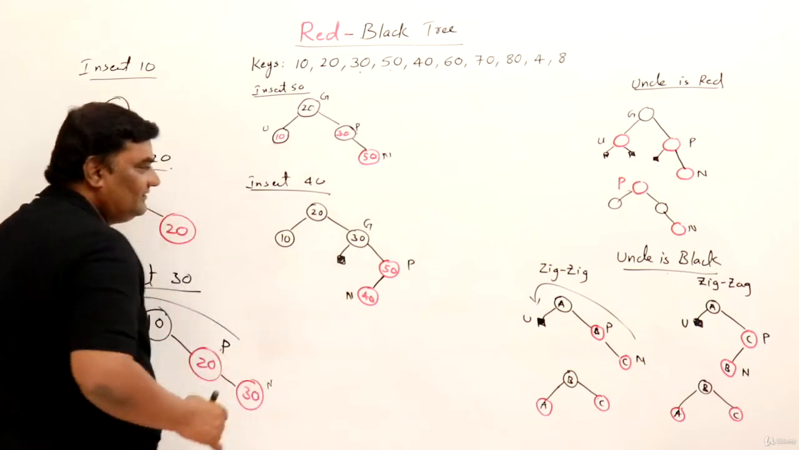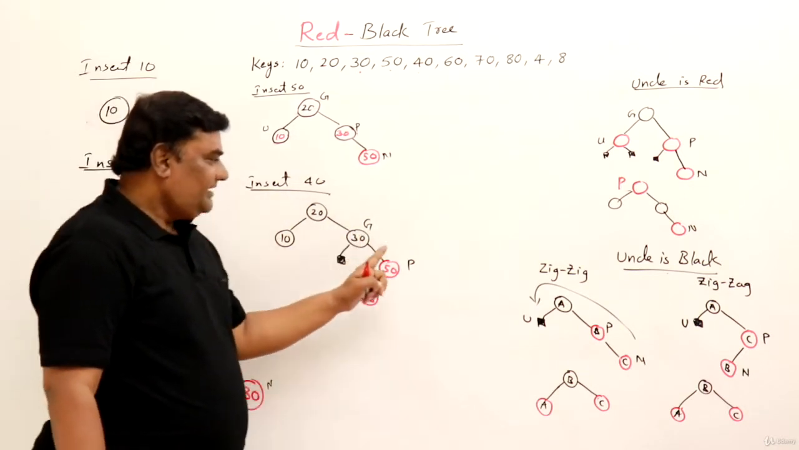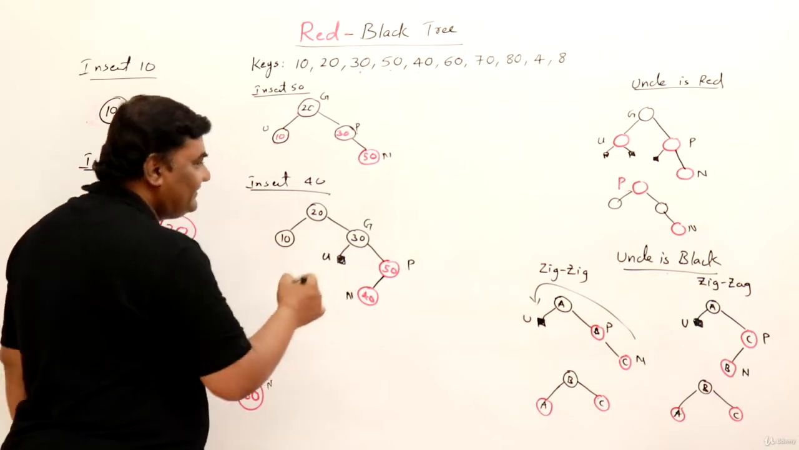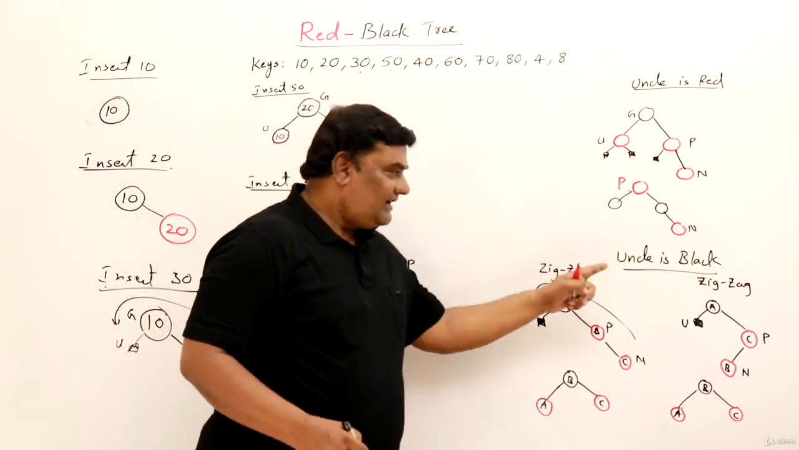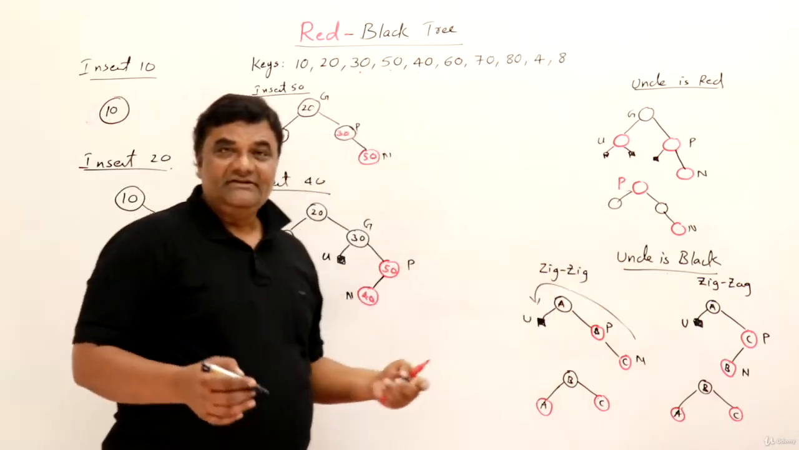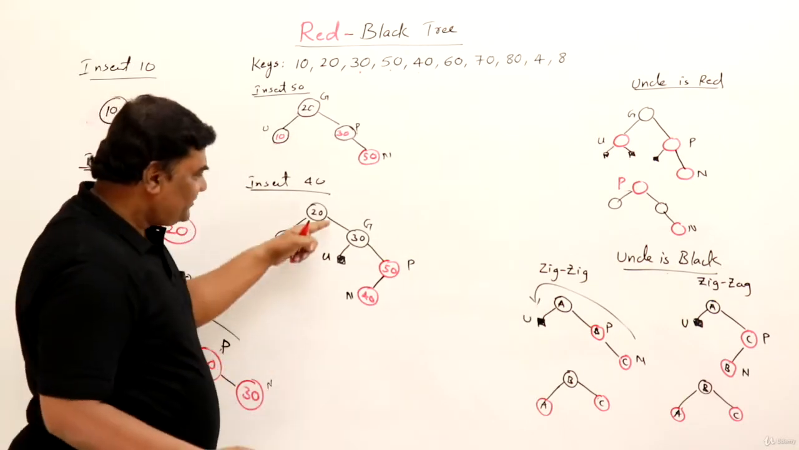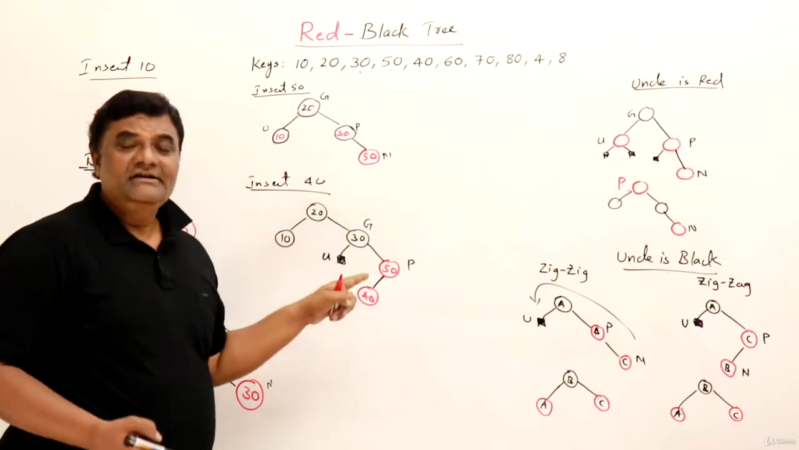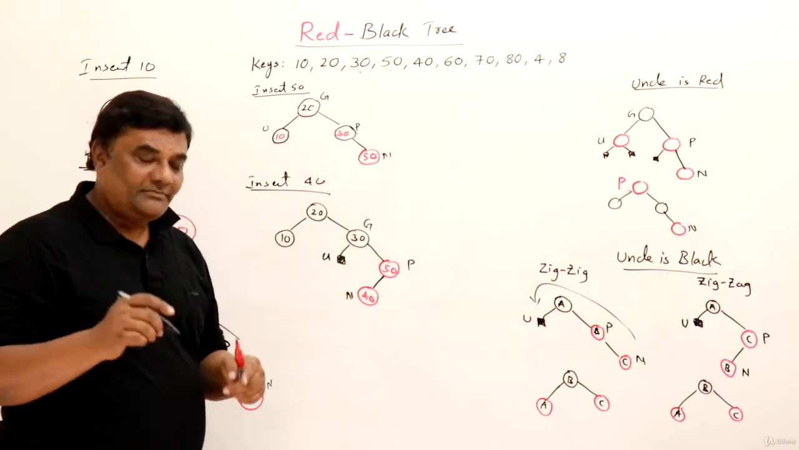Uncle is black. Now if you observe, parent is red and uncle is black. So if parent is red and uncle is black, that is uncle is black, we have to perform rotation. So which rotation we should perform on this one? This is right and left based on the grandparent. So using grandparent we have to perform rotation.